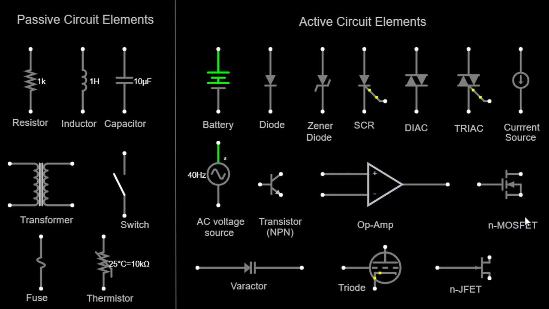N-MOSFET. An N-MOSFET, metal oxide semiconductor field effect transistor, is a type of field effect transistor where the majority charge carriers are negative charge carriers, electrons. It is widely used in digital and analog circuits. NMOS-FETs are represented by three layers with an arrow pointing outward on the source side.